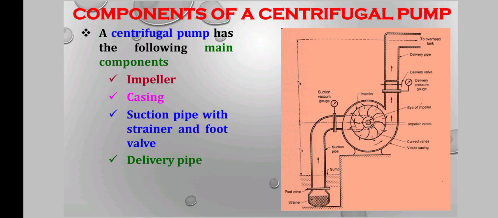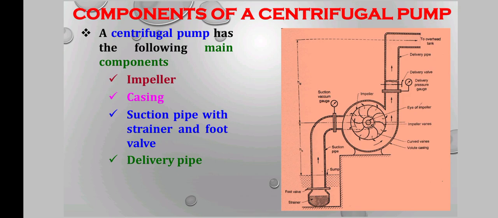Then the impeller rotates in the clockwise direction, and the water will be rotated as well. It has curved vanes, a volute casing and the impeller vanes. From that, it has the eye of the impeller. As it rotates, the water will be sucked and sent to the delivery pipe. The delivery pressure will be measured by the delivery pressure gauge, and it will move to the delivery valve, and the water is moved to the delivery pipe and finally to the overhead tank.